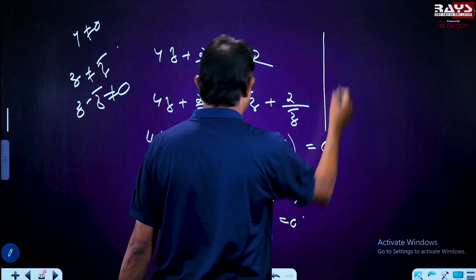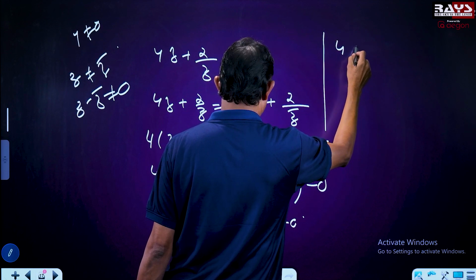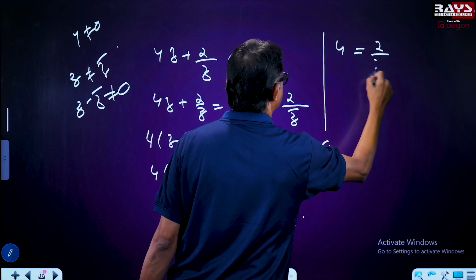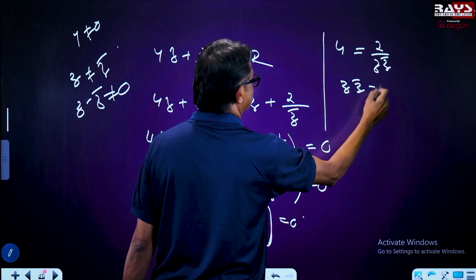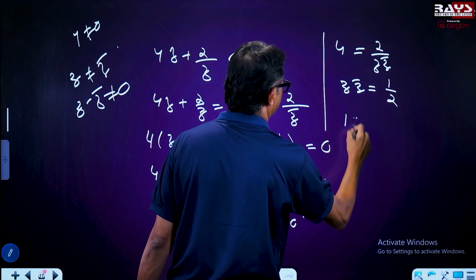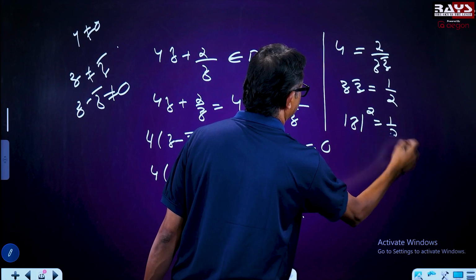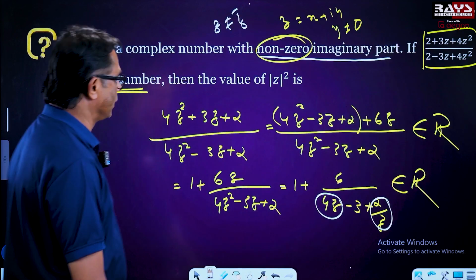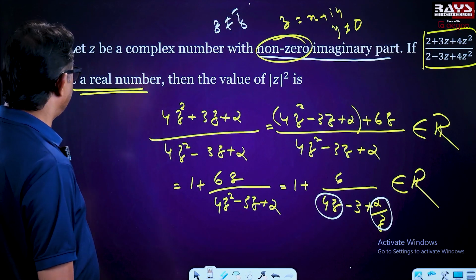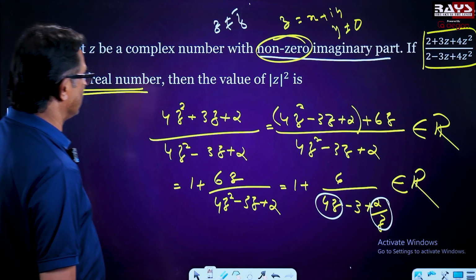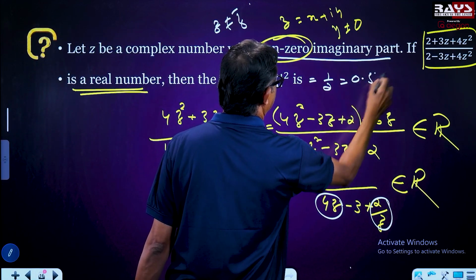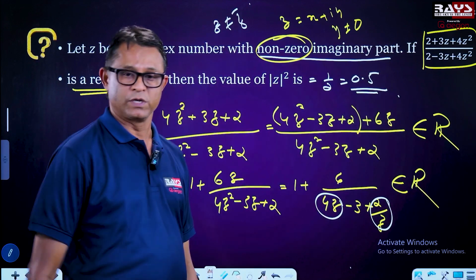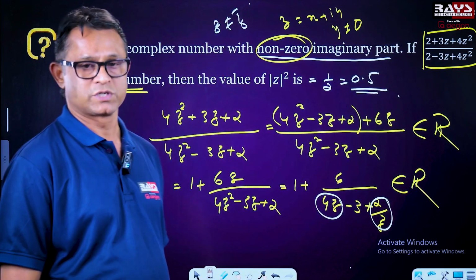So 4 minus 2 by z z bar equals 0, or 4 equal to 2 by z z bar, cross multiplying, z z bar is equal to 1 by 2, or mod z square is equal to 1 by 2. That is what we have to get. What is the value of mod z square? Mod z square is equal to 1 by 2, that is equal to 0.5. It's a numerical question. So that is the answer to this question.